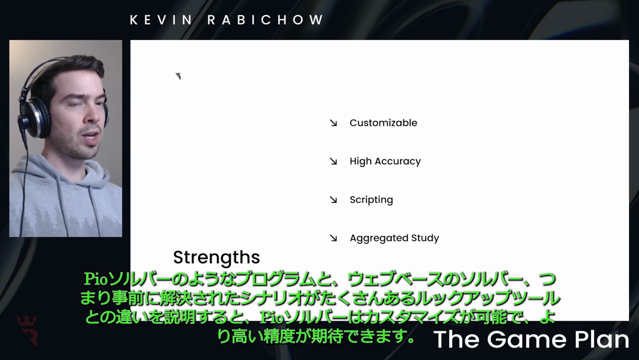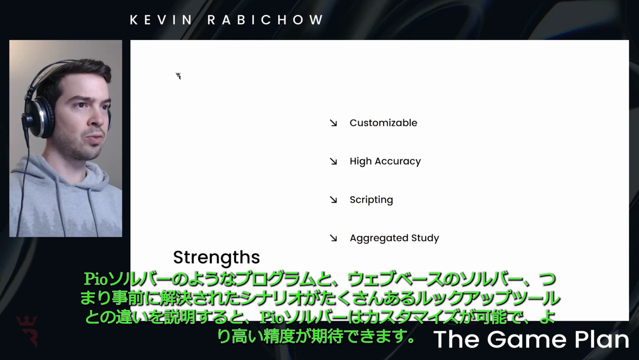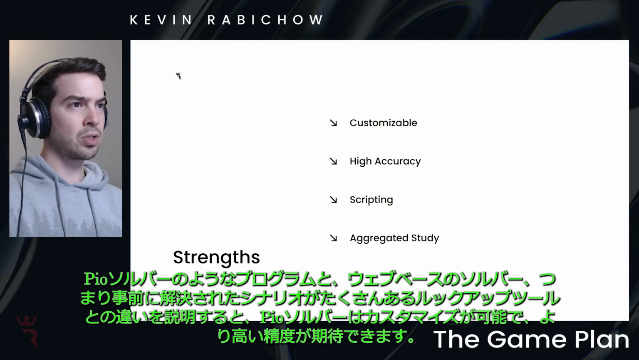The primary strength, and I'll say the differentiating feature, between a program like PO Solver and a web-based solver, one of those lookup tools that has a lot of pre-solved scenarios, is that PO Solver is going to be customizable and it's going to be higher accuracy.